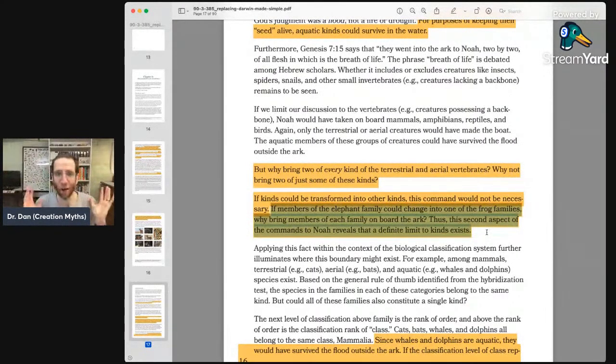Now that requires a significant misunderstanding of how speciation works, right? This is the idea that extant things that exist right now could evolve into other extant things that exist right now. If a member of the elephant family, a mammal, could evolve into one of the frog families, amphibians, then why would you need both on the Ark? Why not just bring elephants or frogs, and then when they subsequently diversified, you would get the other things.